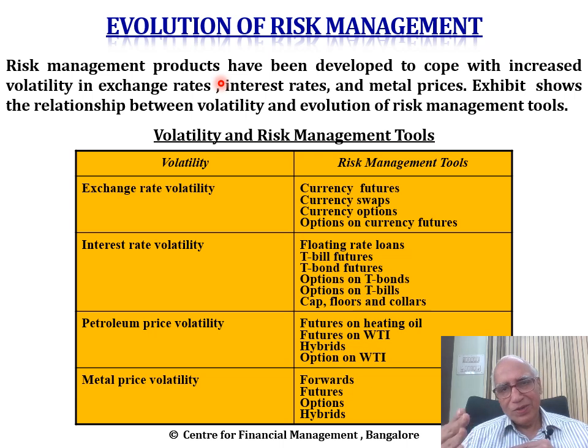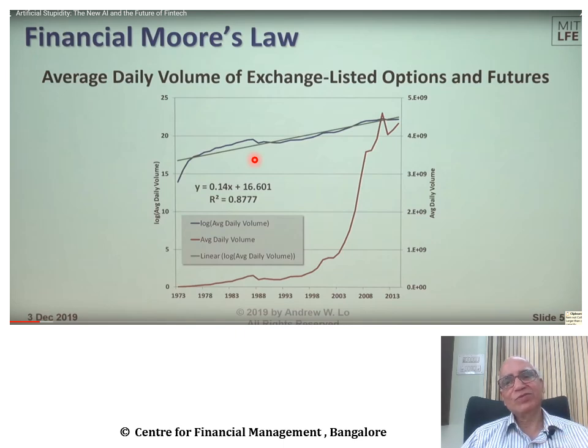Risk management products have developed to cope with increased volatility in exchange rates, interest rates, and commodity prices. This exhibit shows the relationship between volatility and evolution of risk management tools. Exchange rate volatility has led to a number of risk management tools. Interest rate volatility has triggered a number of risk management tools. Petroleum price volatility has triggered a number of risk management tools. Metal price volatility has stimulated a number of risk management tools. The range of risk management products is virtually endless. The volume of exchange-traded listed options and futures contracts has increased dramatically in the last 4 decades or so. This is shown in this graph. It seems that there is a financial Moore's law at work.